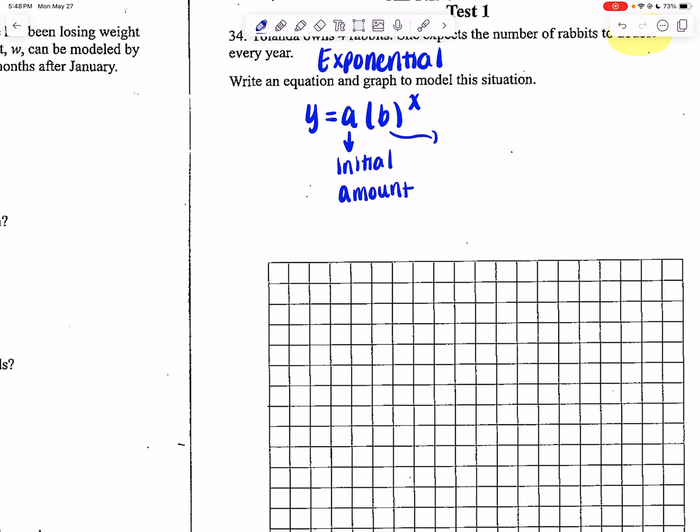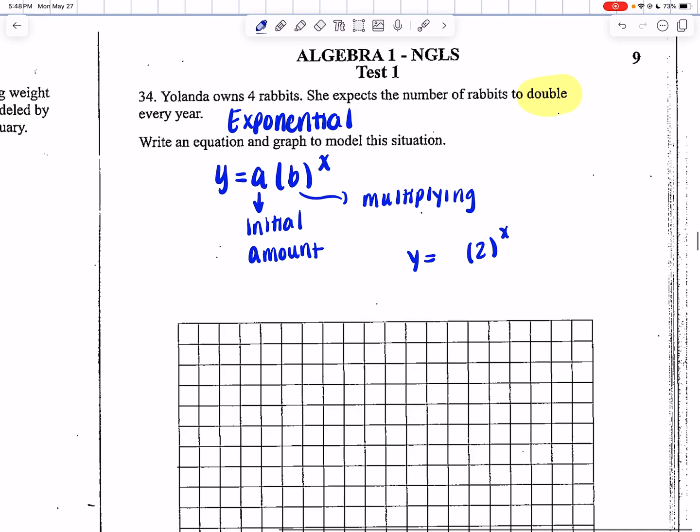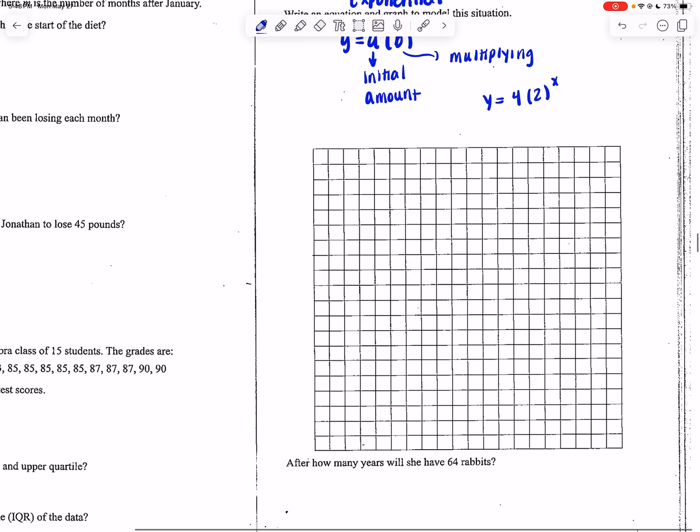So in this case, since I'm doubling, that means I'm going to be multiplying by 2. So when I write my equation, I have y equals 2 to the x. And now, since it's saying that she owns 4 rabbits, that means she's initially owning 4, so that's going to be my a value. So that's going to be my equation.